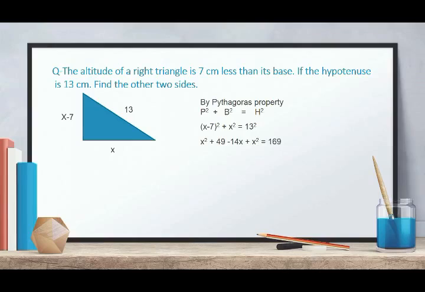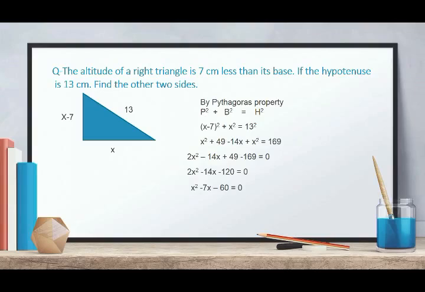Now x minus 7 whole square is in the form a minus b whole square. Now expanding it, we get x square plus 49, that is b square, minus 2ab, that is 2 into 7 into x. So minus 14x plus x square, which is equal to 13 square, that is 169. So let us simplify this by taking all the terms to one side. So it becomes 2x square minus 14x plus 49 minus 169 equal to 0. Now on simplifying this again, we get 2x square minus 14x minus 120 equal to 0.